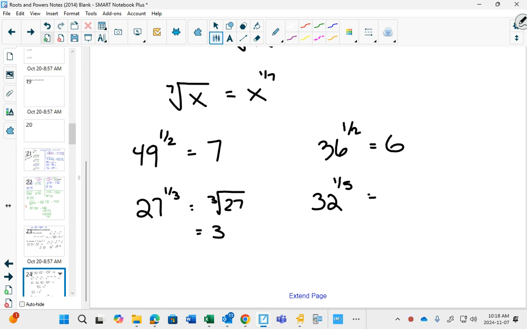You've answered one already. You don't get to answer another one. It's 2. Because 32 to the 1/5 is like asking what's the 5th root of 32, which is asking what times what times what times what times what is 32. 2 times 2 is 4 times 2 is 8 times 2 is 16 times 2 is 32.